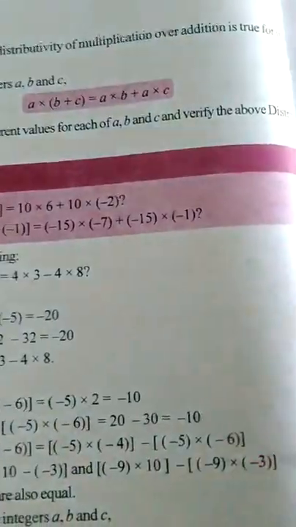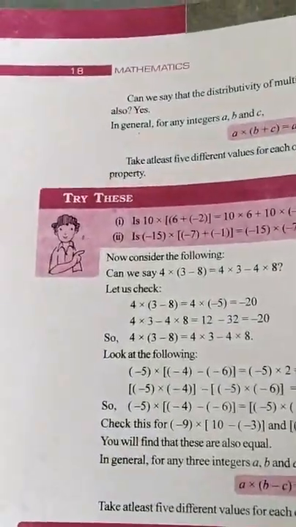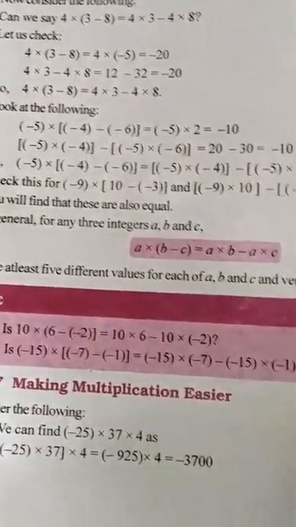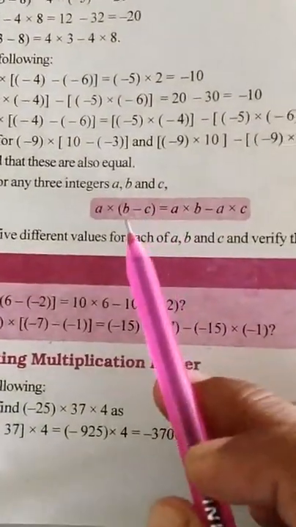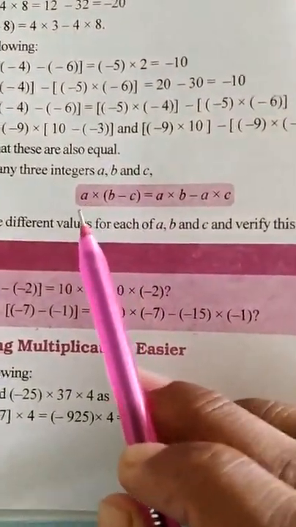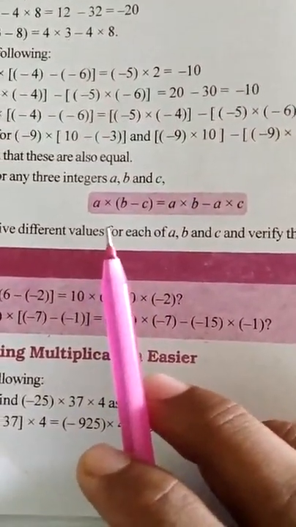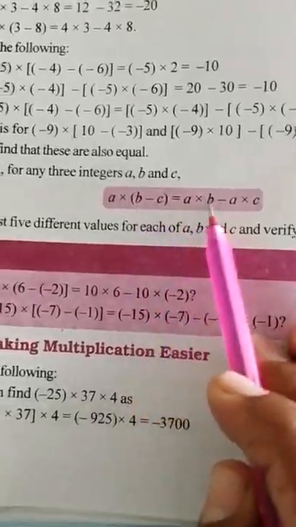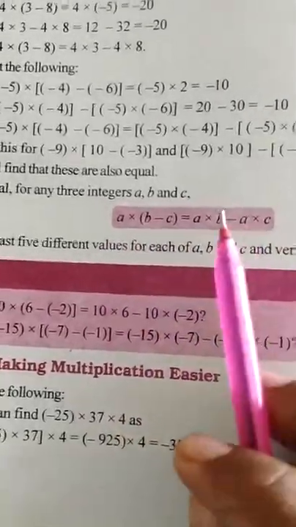Here are two properties repeated: a into (b plus c), then what will we get? a into b plus a into c. Okay, same here, distributive property for subtraction. As it is for addition, now we have to do it for multiplication: a into (b minus c) is a into b minus a into c.